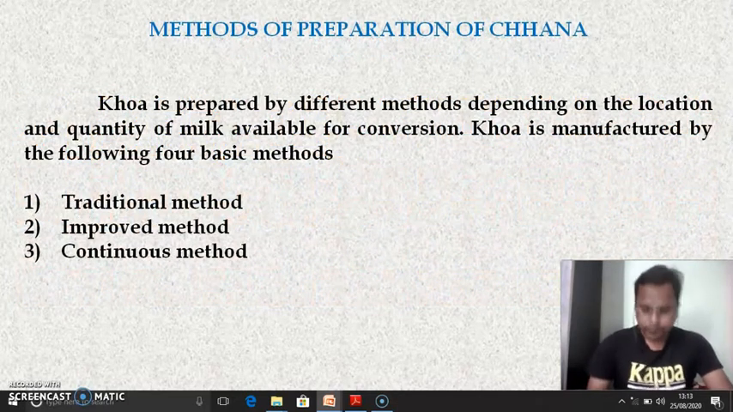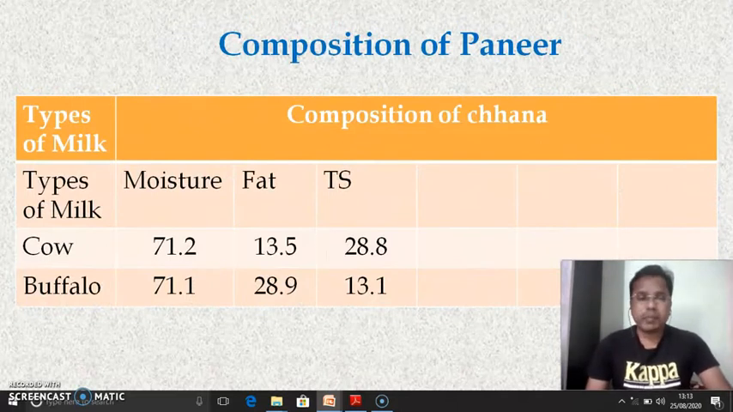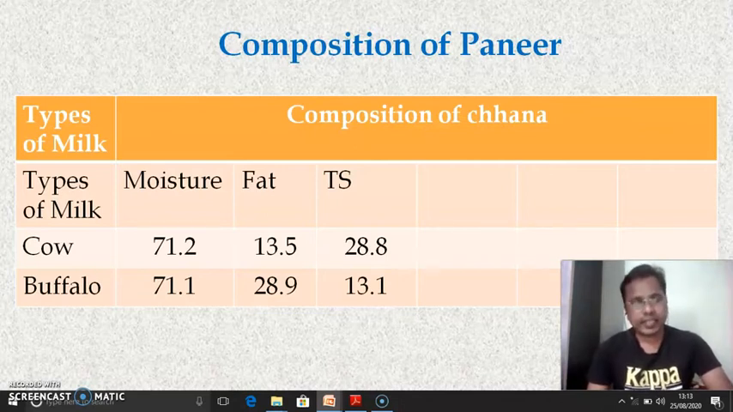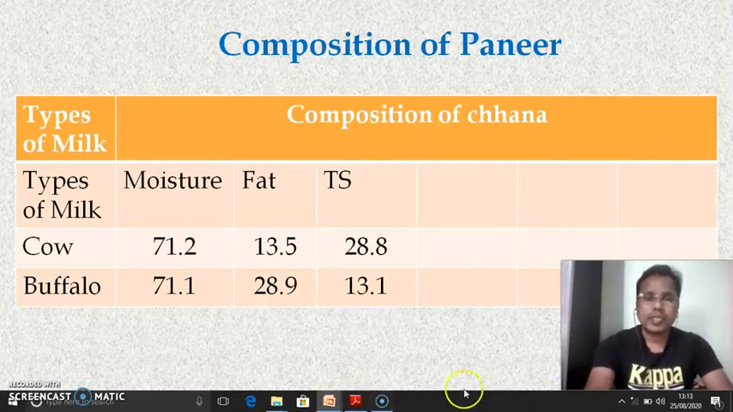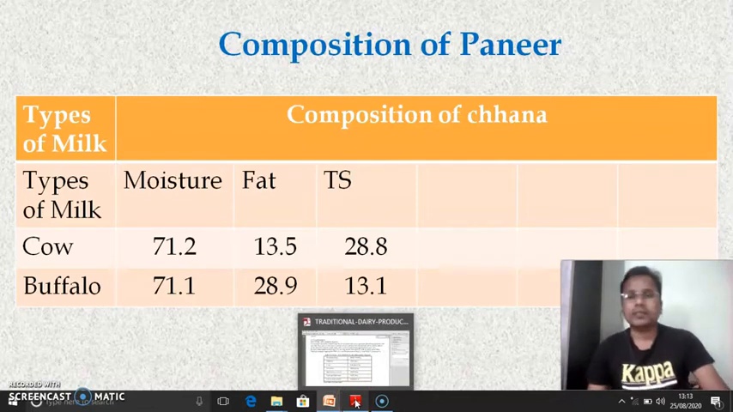Paneer is generally prepared by two different methods. One is the traditional method and the second one is the industrial method. So let's see how paneer is prepared by the traditional method.